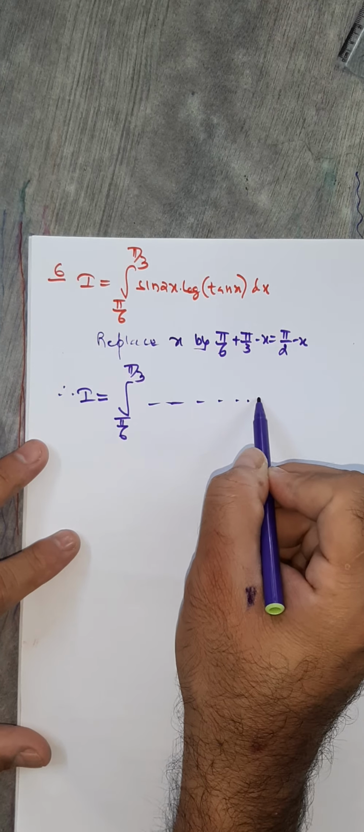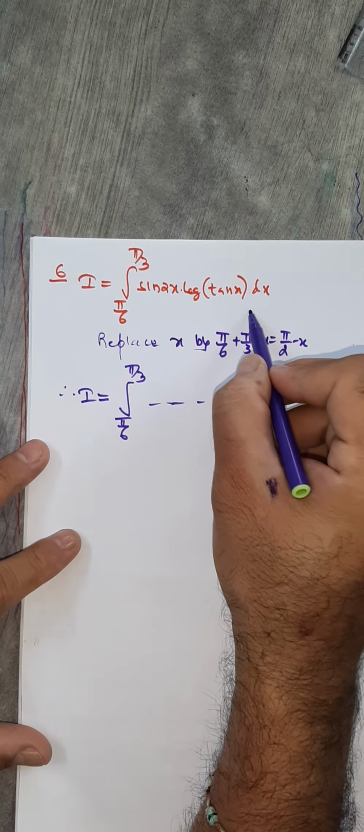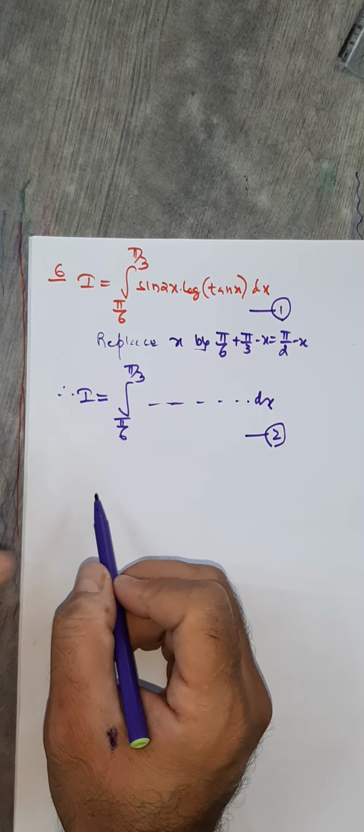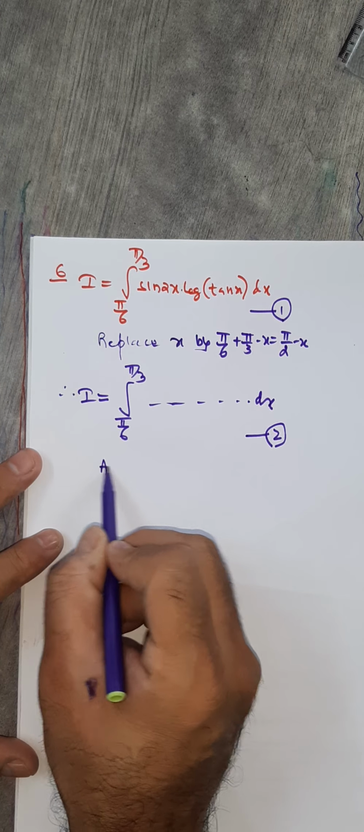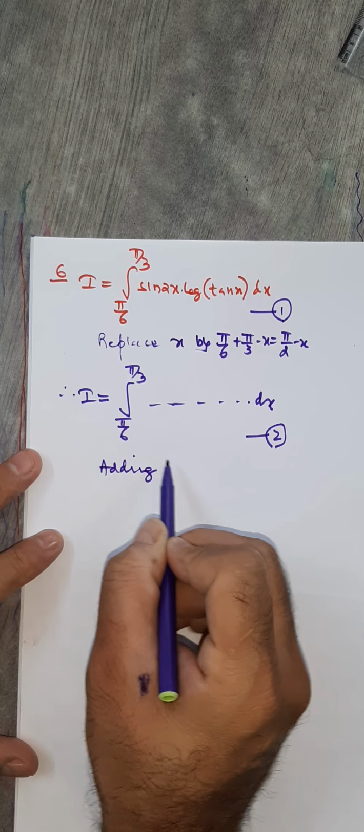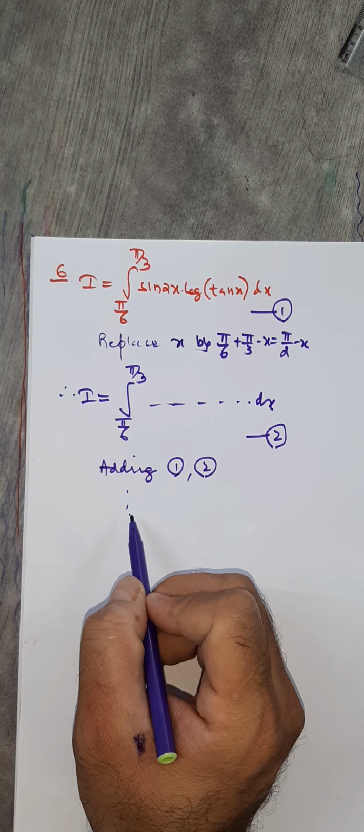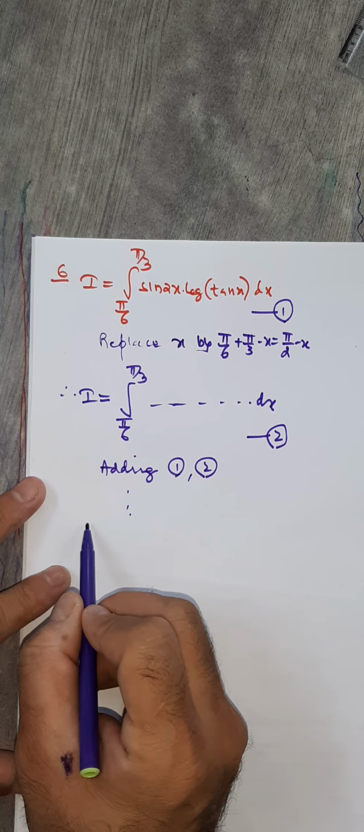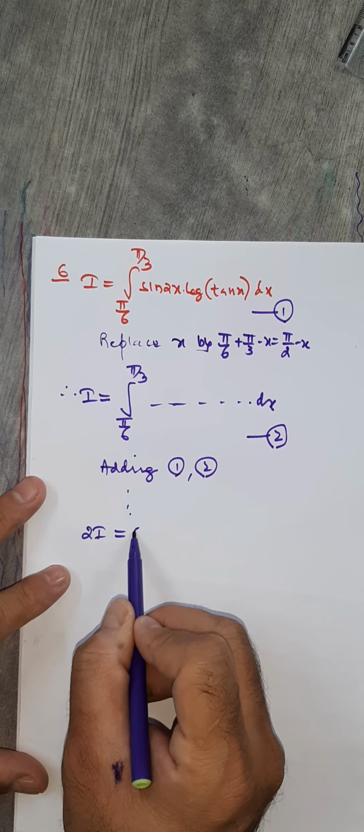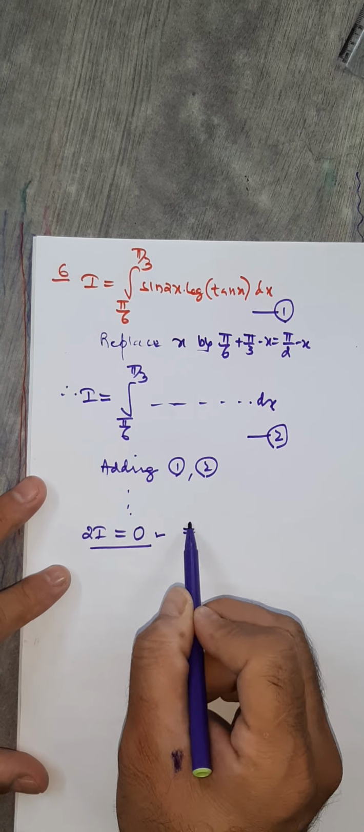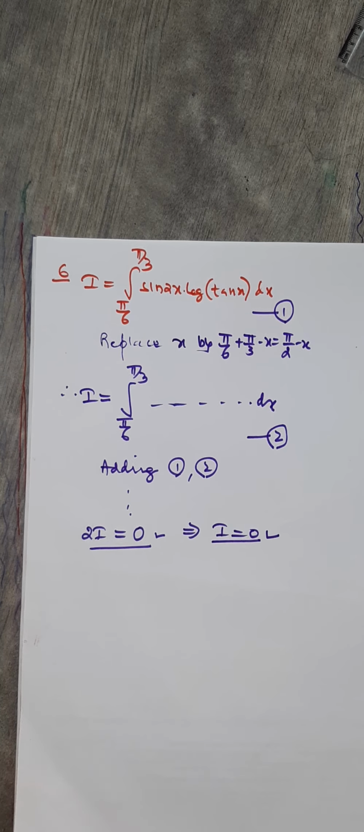You try to see what you are getting. Call this as 2, always that's what we do. Call this as 1, and then what do we do? We add 1 and 2. You just add 1 and 2. You see what you are getting. Your final answer should be, after adding, 2I, you simplify, you must get 0, and therefore I equals 0. Try it.